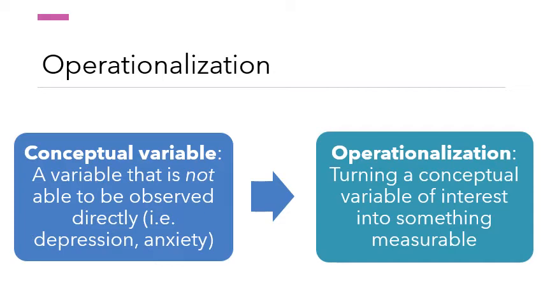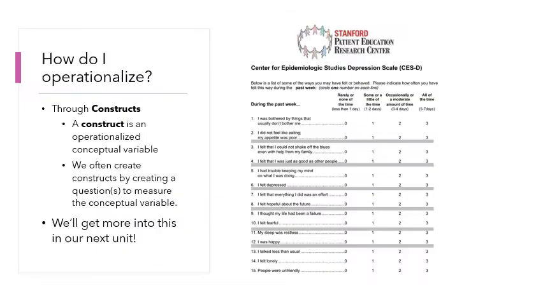So a conceptual variable is something that can't really be measured through sensory means, but we have to measure it through some indirect way. So that's why we use this term called operationalization, so that we can actually measure a conceptual variable. A conceptual variable being something like depression or anxiety, where we actually turn it into something measurable through these measures. And in the next slide, I actually have an example of what that looks like.